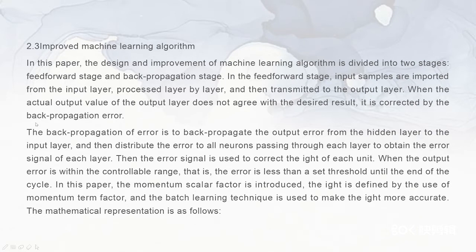When the actual output value of the output layer does not agree with the desired result, it is corrected by the back propagation of error. The back propagation of error is to propagate the output error back from the hidden layer to the input layer, and there it is distributed to all units, passing through each layer to obtain the error signal of another layer.